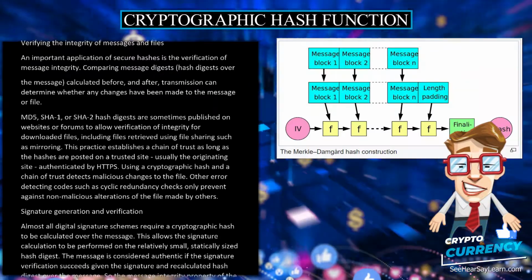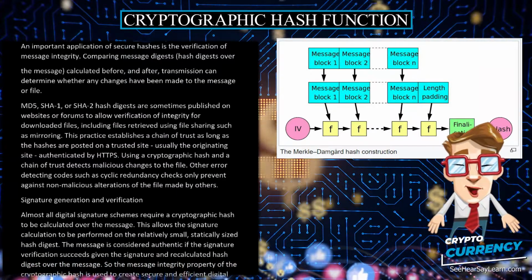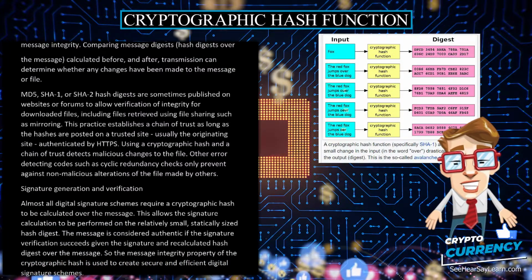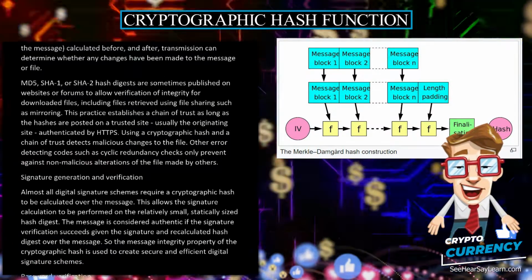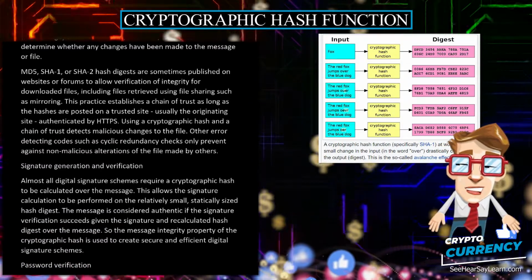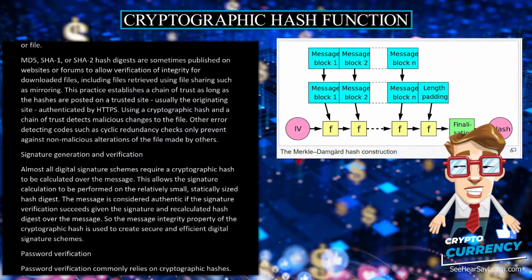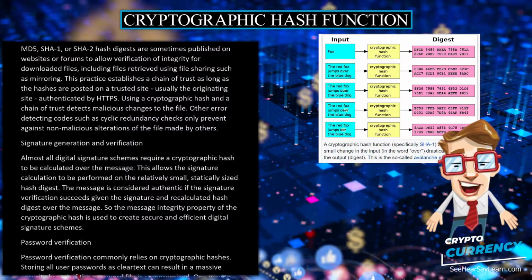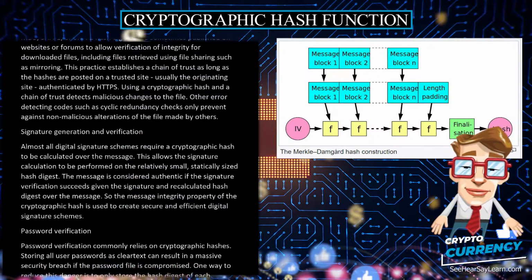Signature generation and verification. Almost all digital signature schemes require a cryptographic hash to be calculated over the message. This allows the signature calculation to be performed on the relatively small, statically sized hash digest. The message is considered authentic if the signature verification succeeds given the signature and recalculated hash digest over the message. So the message integrity property of the cryptographic hash is used to create secure and efficient digital signature schemes.